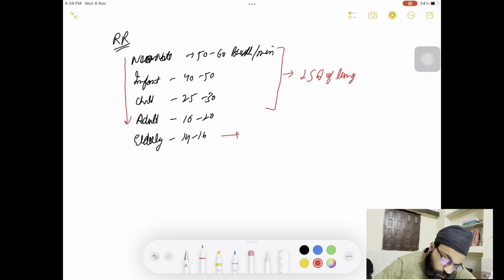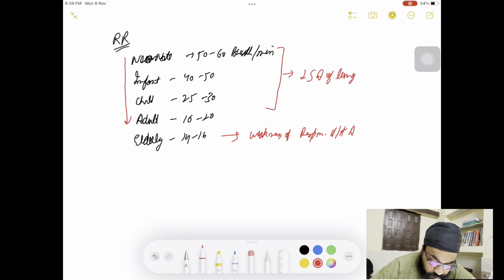Now you must be wondering, then why is it decreasing in the elderly? It is because in the elderly the lung is matured, big in size, same as an adult, but the reason over here is the weakness of the respiratory muscles that arises with age.